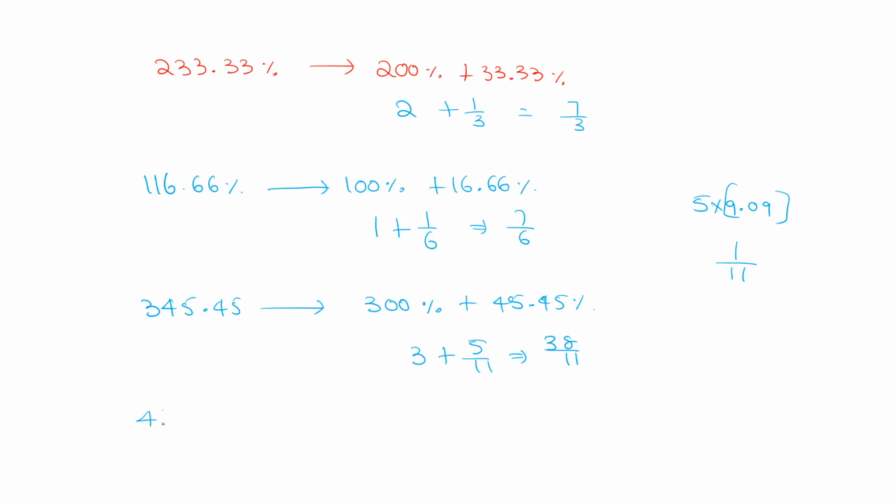If we need to convert 412.5%, take it as 400% plus 12.5%. For 400% we can take it as 4. For 12.5% it is nothing but 1 by 8. That is nothing but 33 by 8. Very important fractions. These all are very important fractions. Please note down these things.